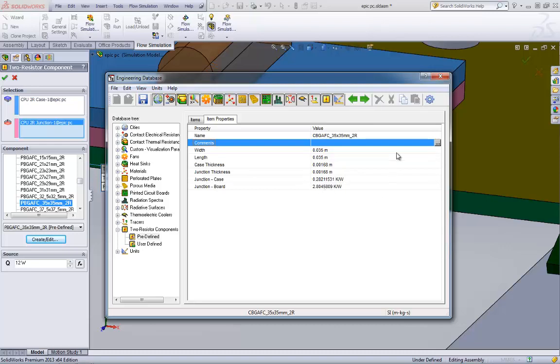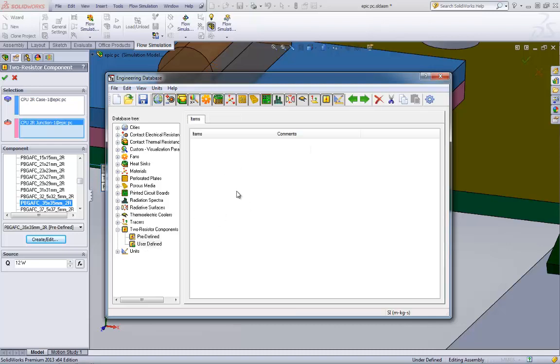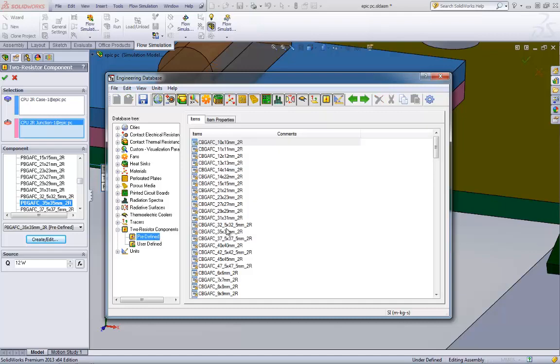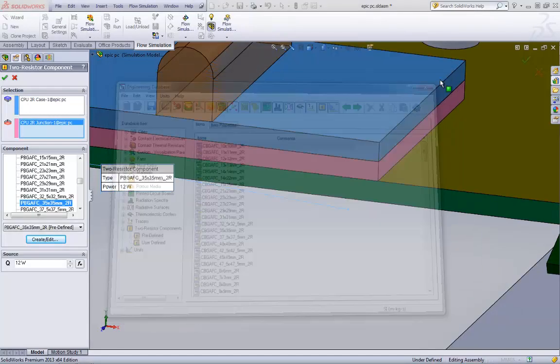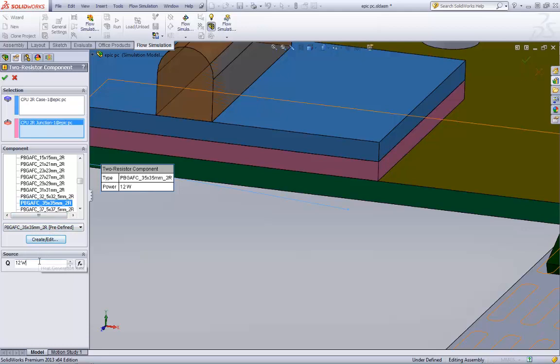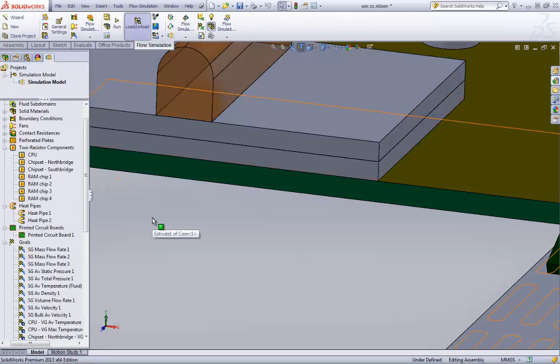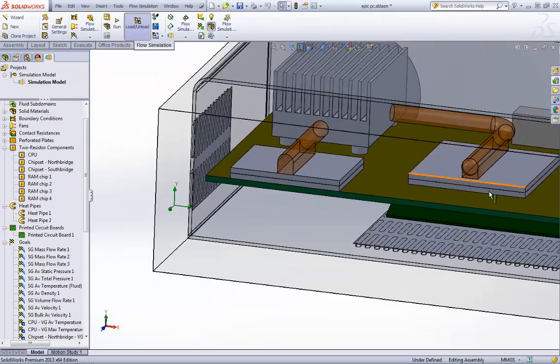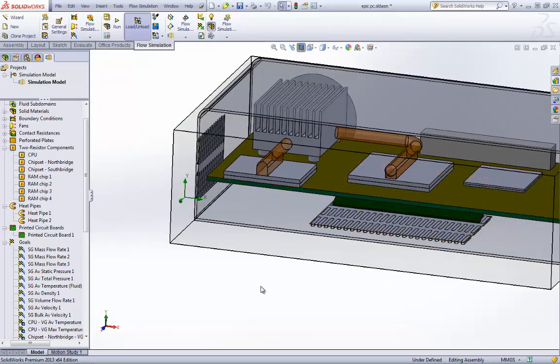This is where the accuracy comes in, where if these were modeled as just one solid block, then we obviously couldn't put this in. So you can, in fact, create a user-defined two-resistor component the same way as you create any other material. Then at the bottom here we put in a heat source. This CPU is going to generate 12 watts, and we're good. We repeated this seven times: one for the CPU, Northbridge, Southbridge, and then the RAM chips on the bottom.